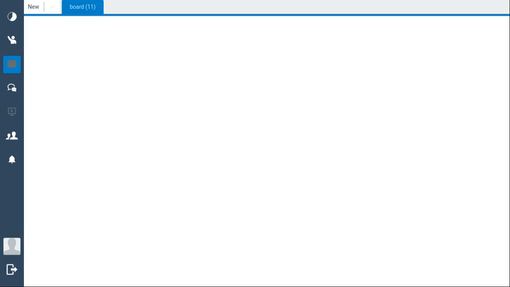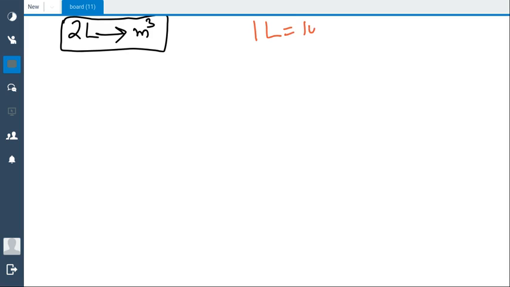You need to convert 2 liters into meter cube. So what else do you know? We know that 1 liter is equal to 1000 milliliters. This we have been studying since we were born. Now another thing you need to learn is 1 milliliter equals 1 centimeter cube.